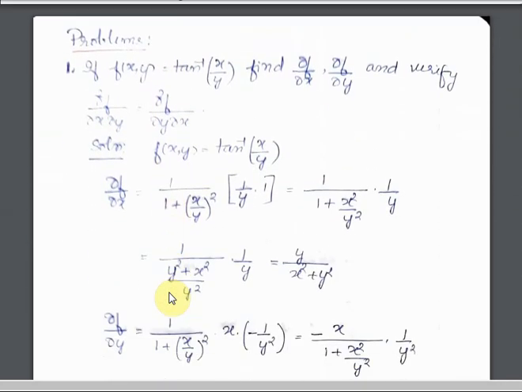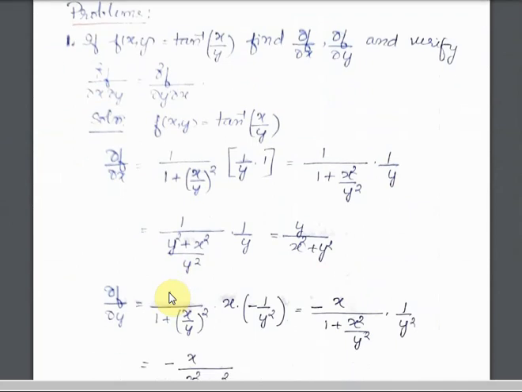We are moving on to problems. If f of x,y is equal to tan inverse of x by y, find ∂f/∂x and ∂f/∂y, and verify that ∂²f/∂x∂y is equal to ∂²f/∂y∂x. Okay. To find the first order partial derivatives and the second order mixed derivative.